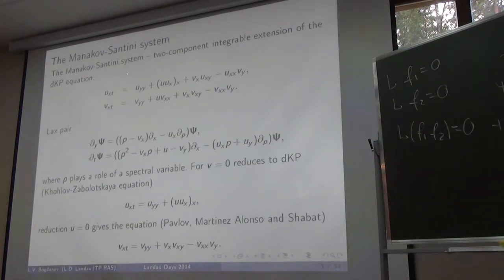So, in general, the Manakov-Santini system corresponds to arbitrary vector fields. And these are two characteristic reductions: here to Hamiltonian vector fields, or area preserving, and here to vector fields which do not contain a derivative of a spectral variable, which is p in this case. In fact, this is not the end of the story, and the Manakov-Santini system contains a rich structure of reductions, which are represented by some differential relations between U and V, and these reductions do not decrease the number of dimensions. So you get also systems in 2 plus 1. So that's it.